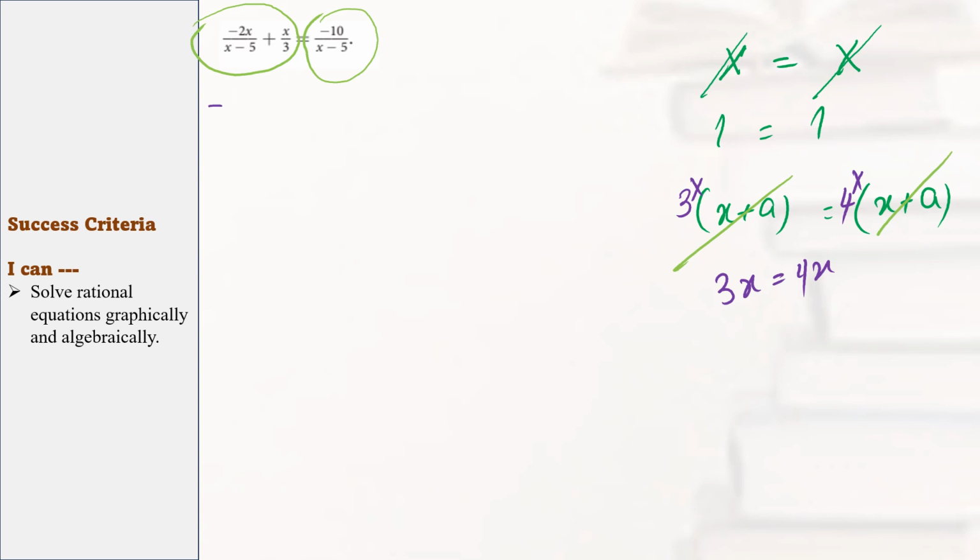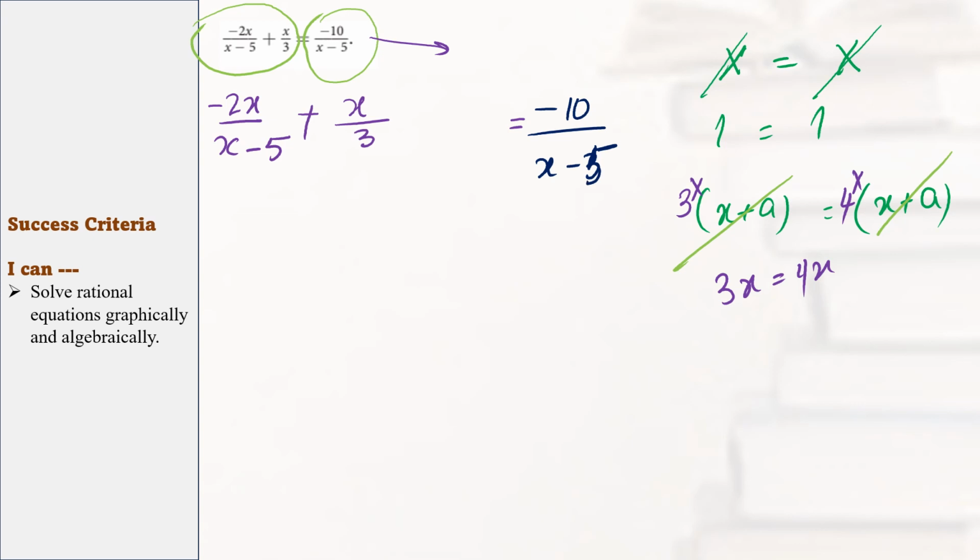So first thing is minus 2x divided by x minus 5, plus x over 3. I am leaving this right hand side as it is. I am not doing anything right now. Now let's solve this one.